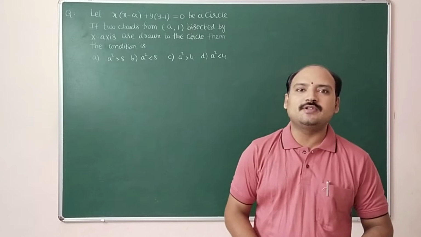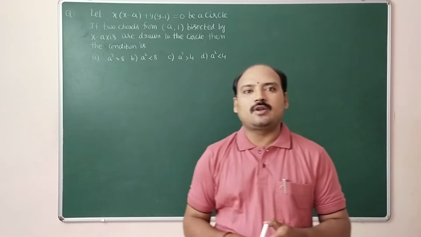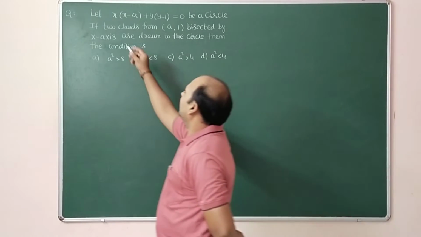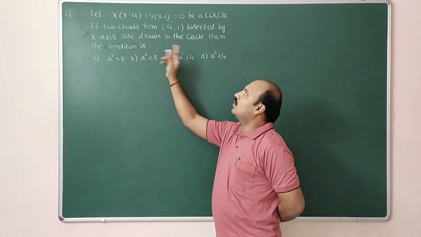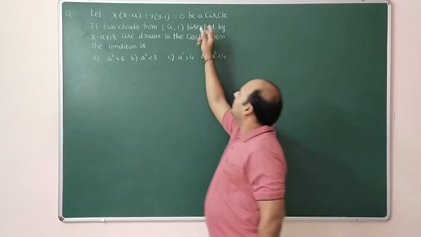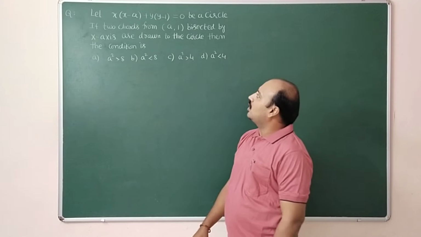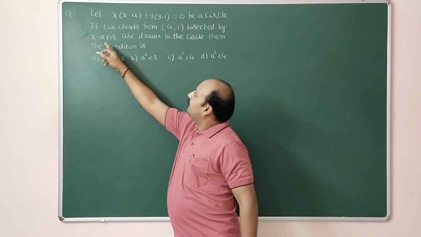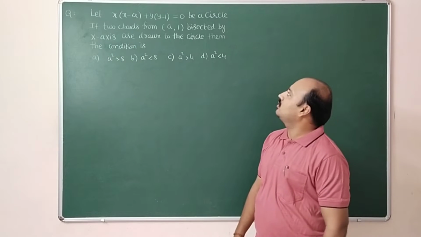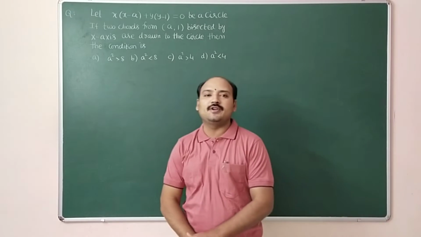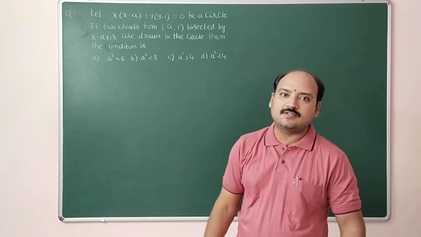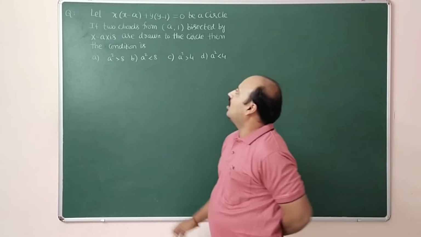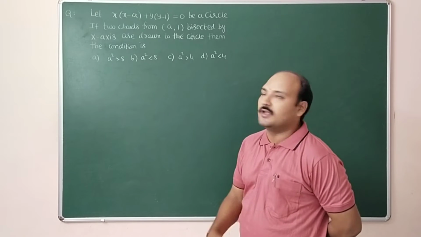In this episode, we are going to discuss JEE Mains type questions in the chapter Circles. Let us have a discussion. The first question: let x(x minus a) plus y(y minus 1) equal to 0 be a circle. If two chords from (a, 1) bisected by the x-axis are drawn to the circle, then the condition is... One is the x-axis, bisected by the x-axis, another one is a chord. According to the question, you draw the figure, you will get an idea.